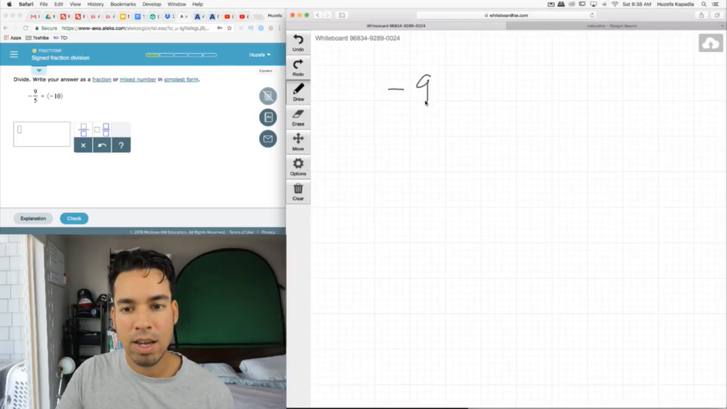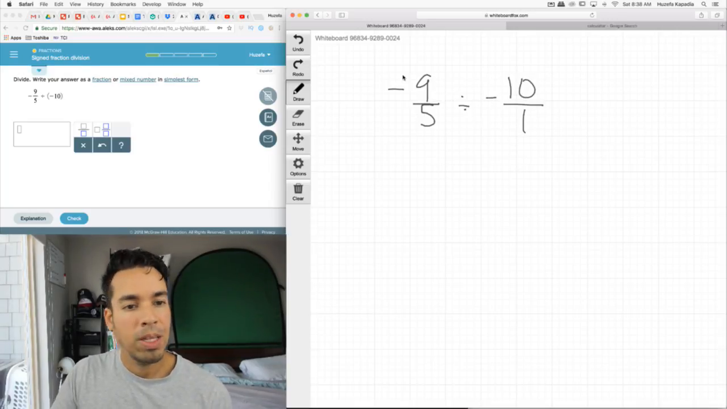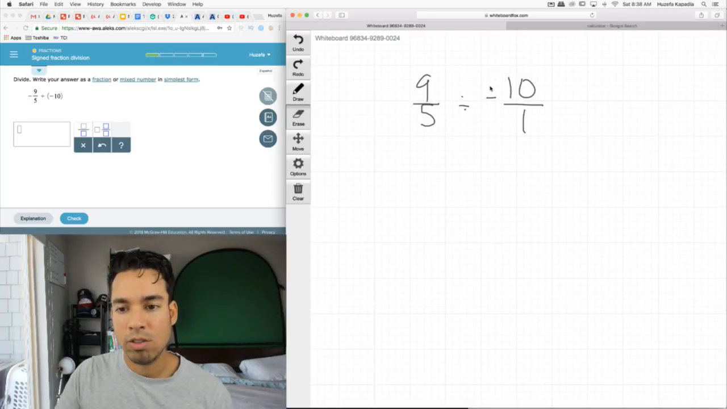Next, we've got negative 9/5 divided by negative 10. And I'm going to put this over 1. So same thing, we've got a negative times a negative. That's pretty easy because those are going to cancel out. So we know our answer is going to be positive. So I'm going to take those out right away.